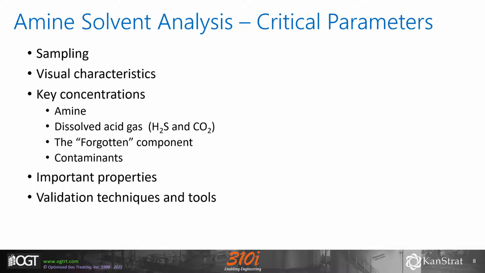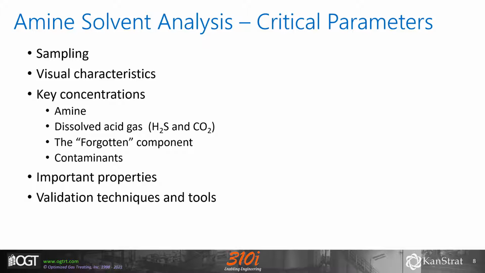If we have to boil down the amine analysis into critical parameters, there are really 5 areas that are important. We'll not go into heavy details on all of these, but surprisingly, the item on the top of the list is sampling. We're going to talk about what you need to do to get a proper sample, otherwise you may not be measuring what you think you're measuring.